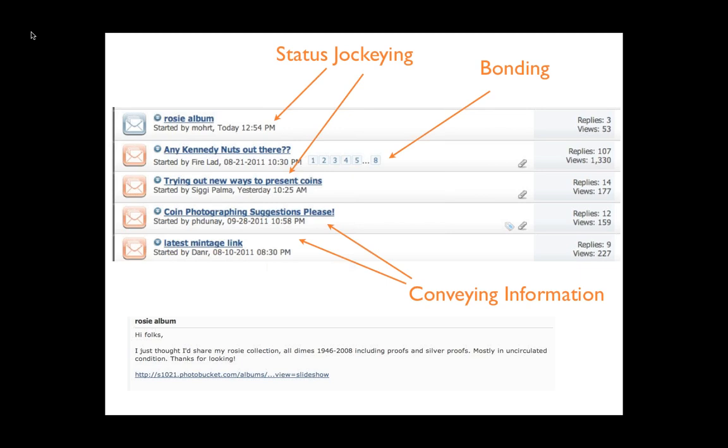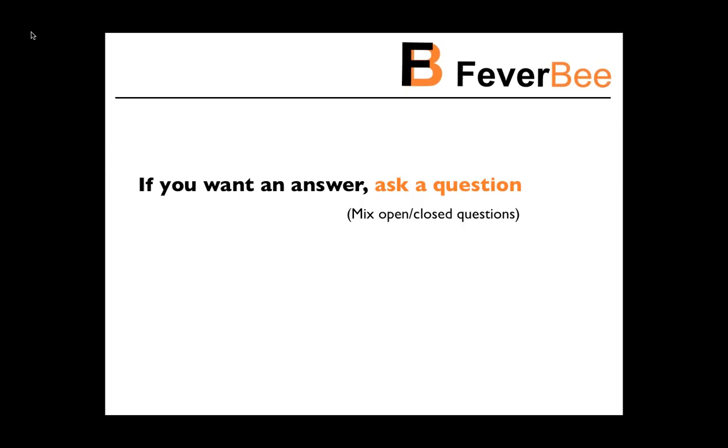And it's important, if you're developing a community right now, to have more of the right types of discussions. Don't solely rely on conveying information discussions. Make sure that you're also highlighting and facilitating status jockeying discussions and bonding discussions.